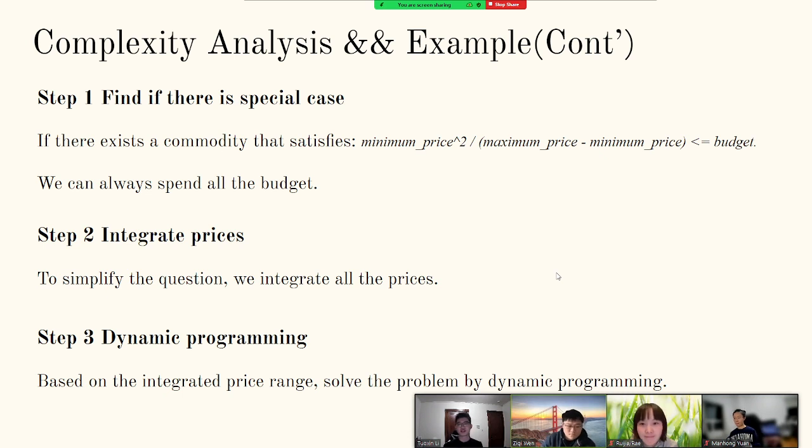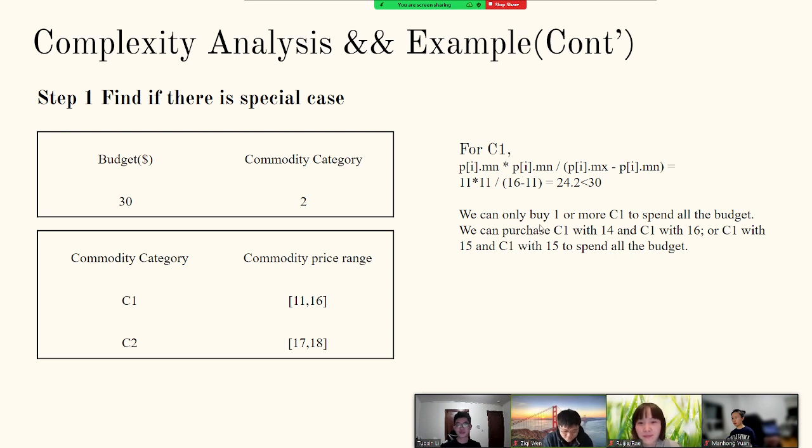Okay, cool. Let's discuss the complexity and also give some examples based on the whole algorithm. As introduced, there are 3 steps to solve this question. For the first step, we are going to find if there is a special case where we can purchase only one commodity to spend all the budget. Let's say the budget is 30 and we have 2 commodities. Commodity 1 has a price range from 11 to 16 and commodity 2 has a price range from 17 to 18.